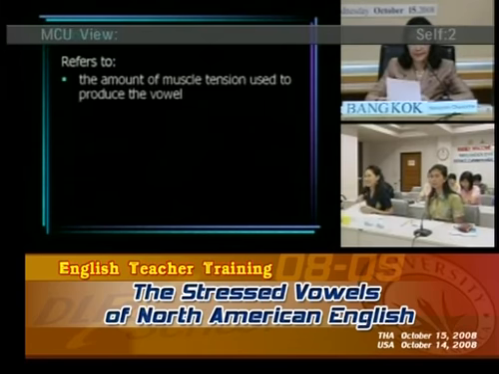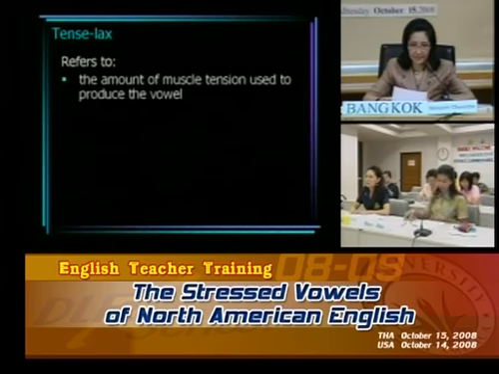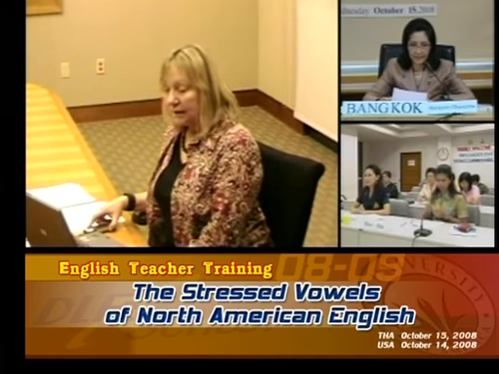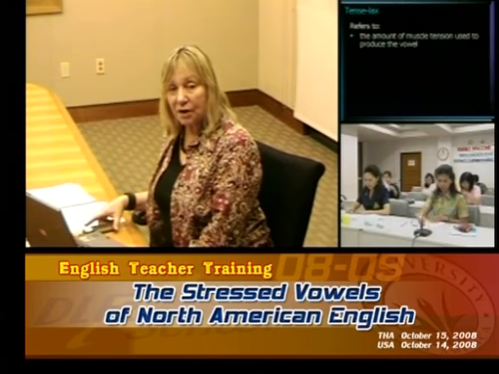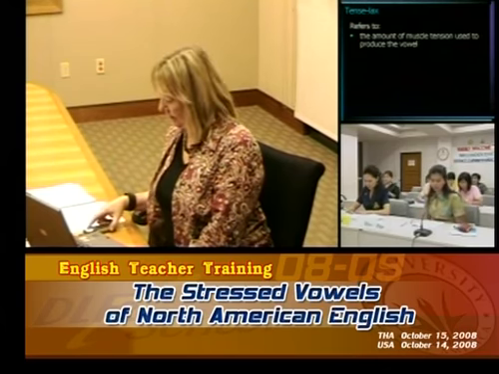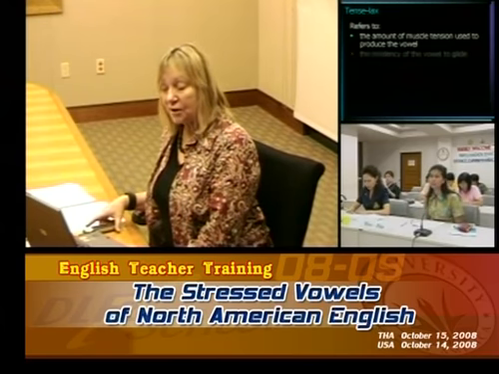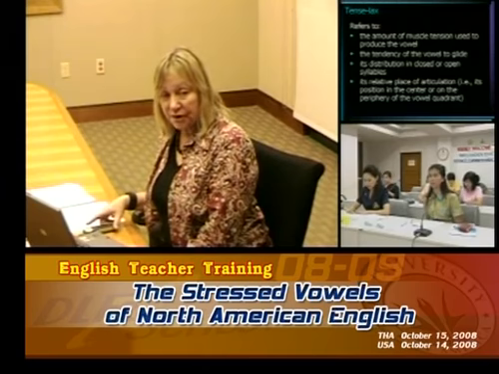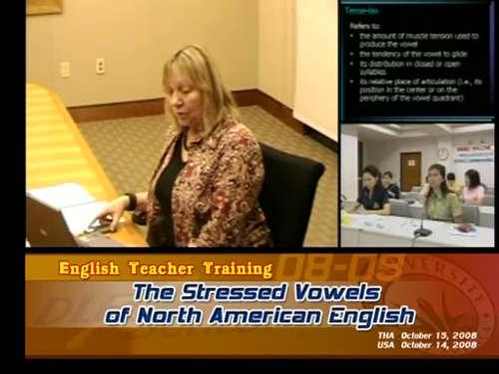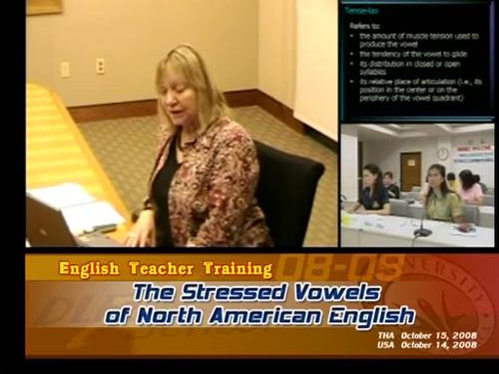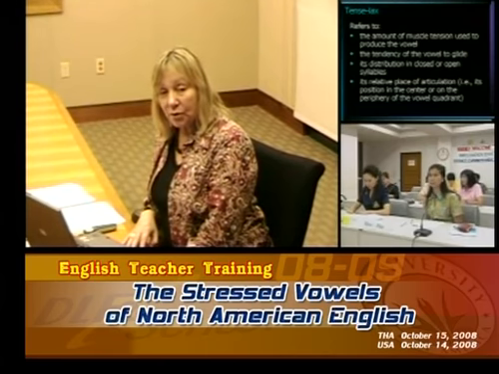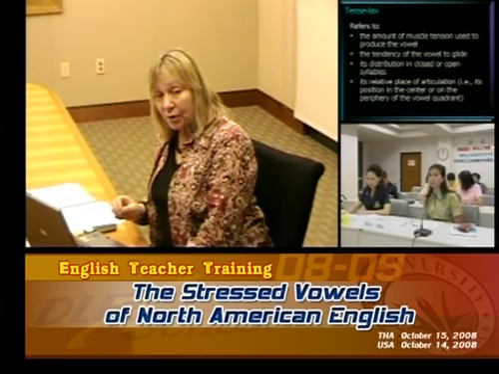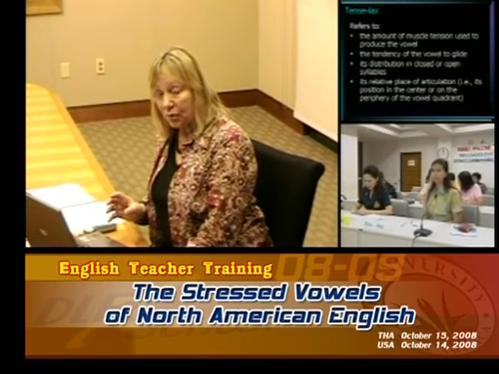Moving on to tense versus lax, which we've already talked quite a bit about. This refers to the amount of muscle tension that is used to produce any particular vowel. It also refers to the tendency of the vowel to glide, which causes it to be more tense. It also concerns how that vowel occurs in closed or open syllables, so whether the vowel is distributed in a closed syllable, finishing with a consonant, or in an open syllable, which finishes with a vowel. And then finally, the relative place of articulation, the position in either the center or the periphery of the vowel quadrant, so whether that vowel occurs in the middle of the vowel quadrant or on the outside areas of the vowel quadrant.